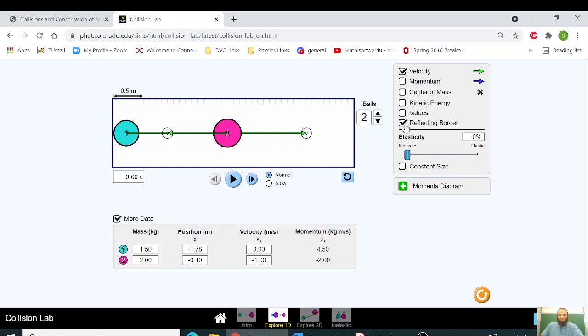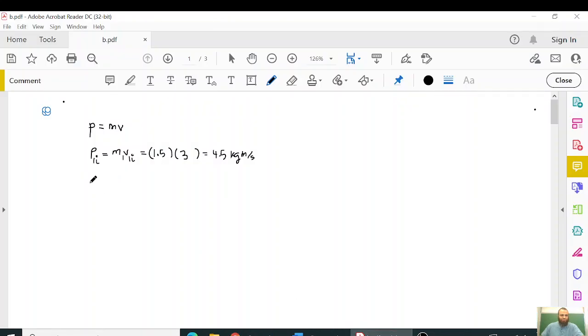And by the way, I'm going to remove this reflective border, this one here. I'm going to remove this border. That's okay. And I'm going to display values. So this momentum is 4.5 kilograms, so that it matches. So now we need to do a calculation for P2 initial.